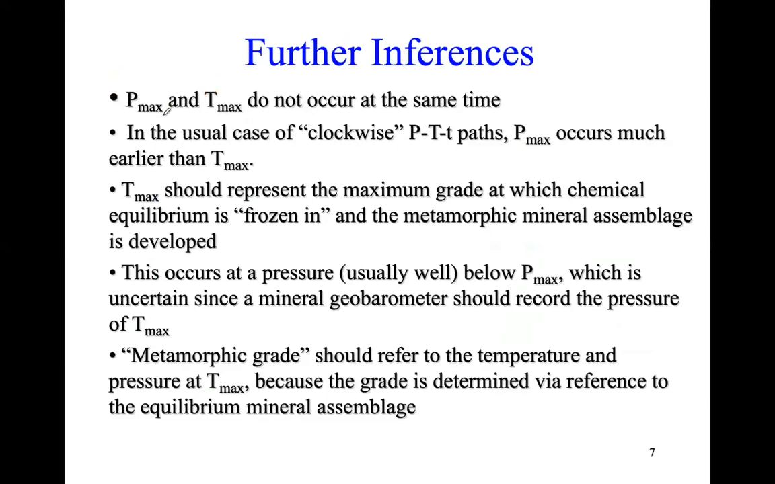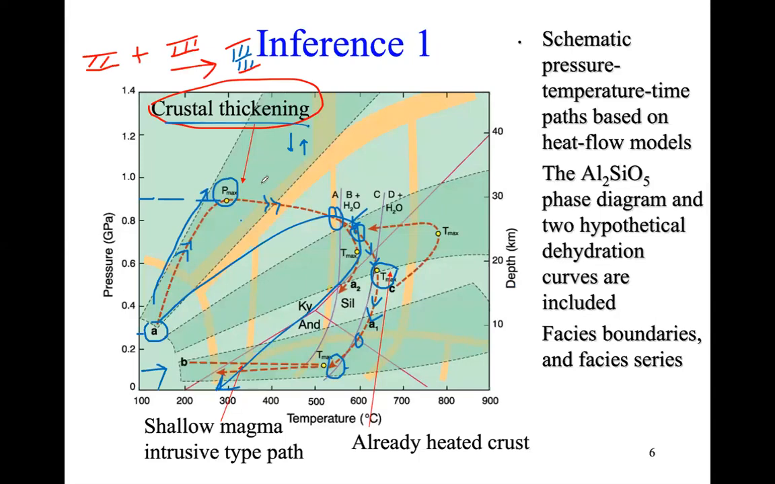And some inferences are there. Some important points you can consider from this type of PT path. For example, P max, the maximum pressure point, and T max, the maximum temperature point, do not occur at the same time. So this is one inference from this type of typical collision type PT path. And it is also the same fact actually. The Pmax occurs much earlier than the Tmax. So you saw that, right? Pmax occurs much earlier than the Tmax, right?